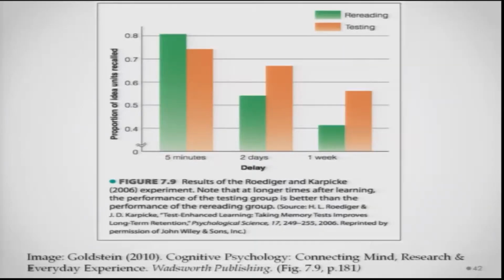So this basically is referred to as the testing effect. Here you can see the results. You can see that the testing group is much better than the rereading group even after 1 week of that information.